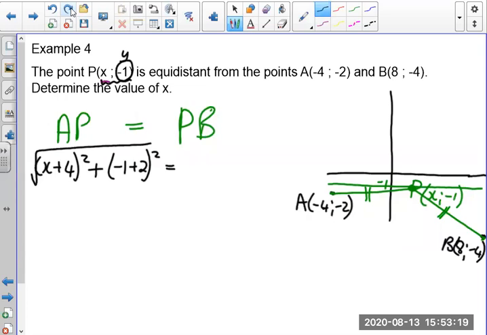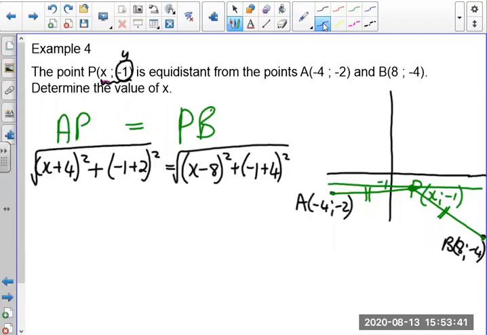Okay, so now let's calculate the length of PB. So this is x minus 8 squared plus y minus 1 minus minus 4 squared. Now I'm going to carry on without the square roots because if I square the left-hand side, the square and the square root fall away. And if I square the right-hand side, the square root and the square fall away. And I can carry on without the square root signs.